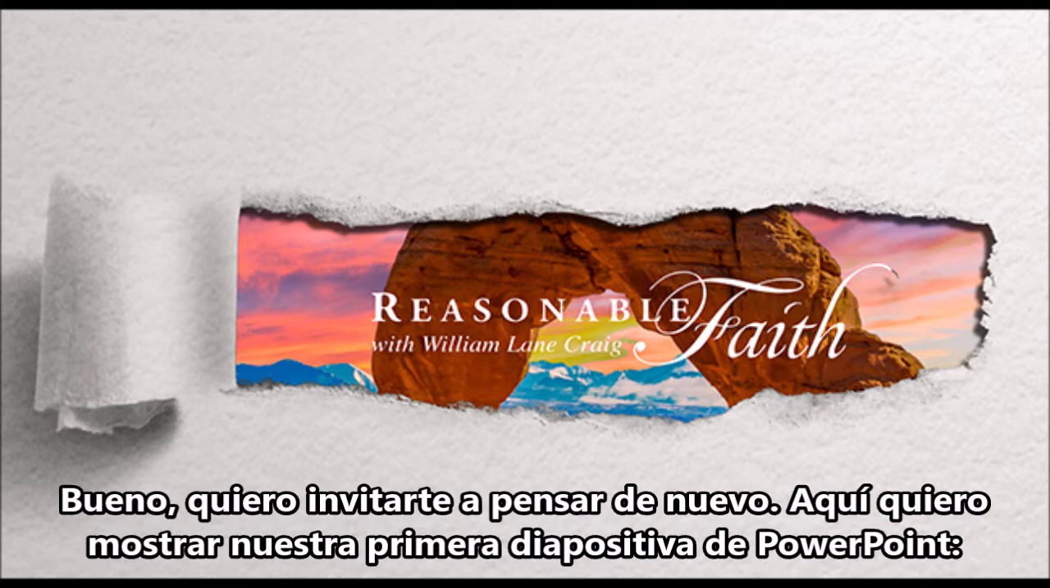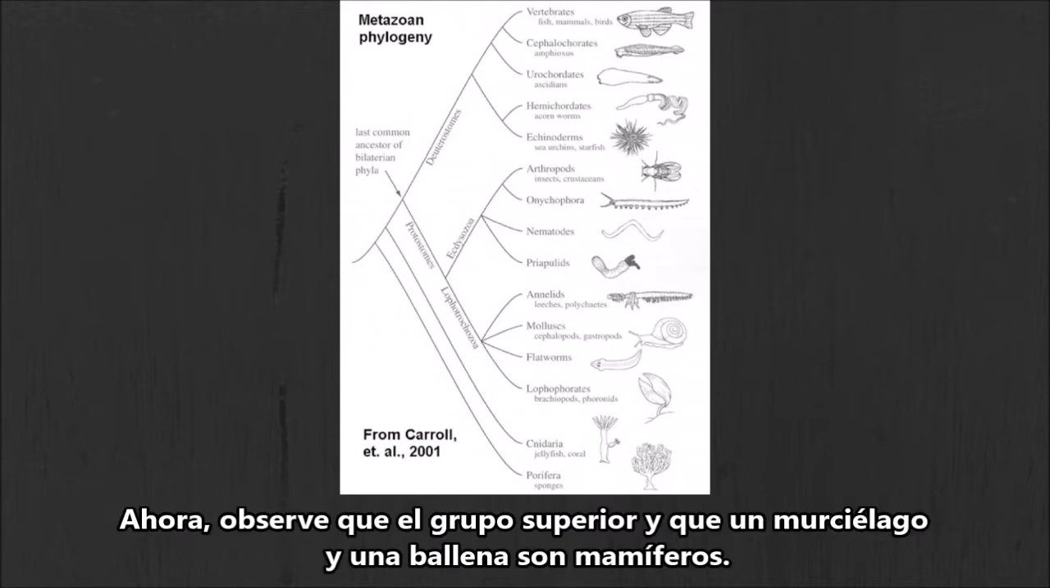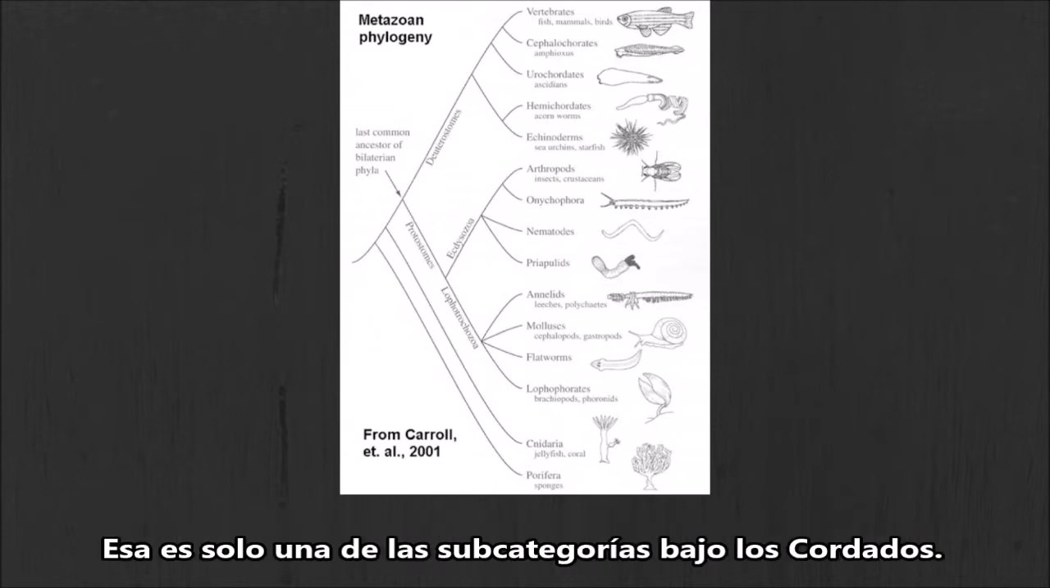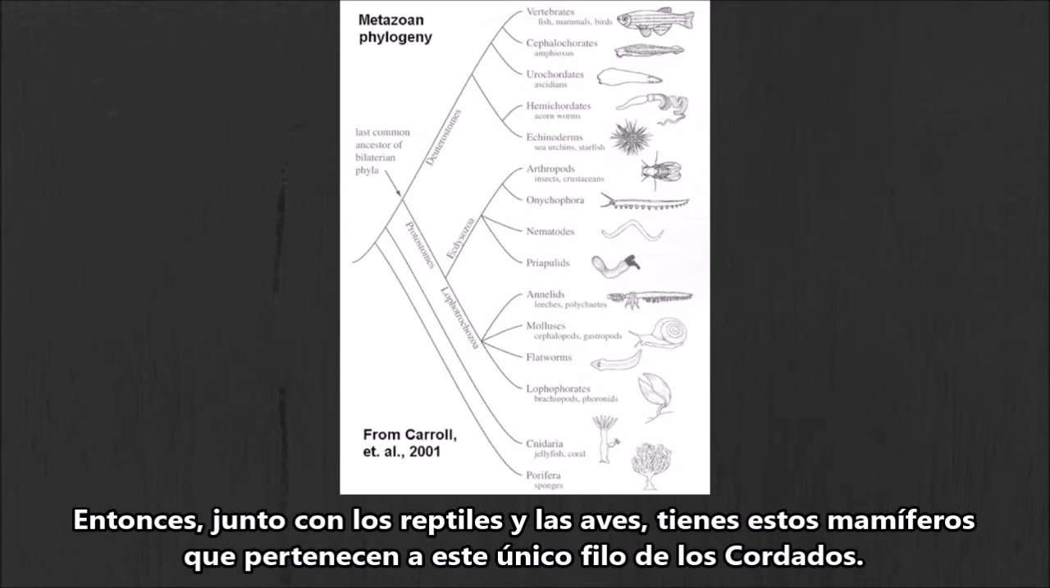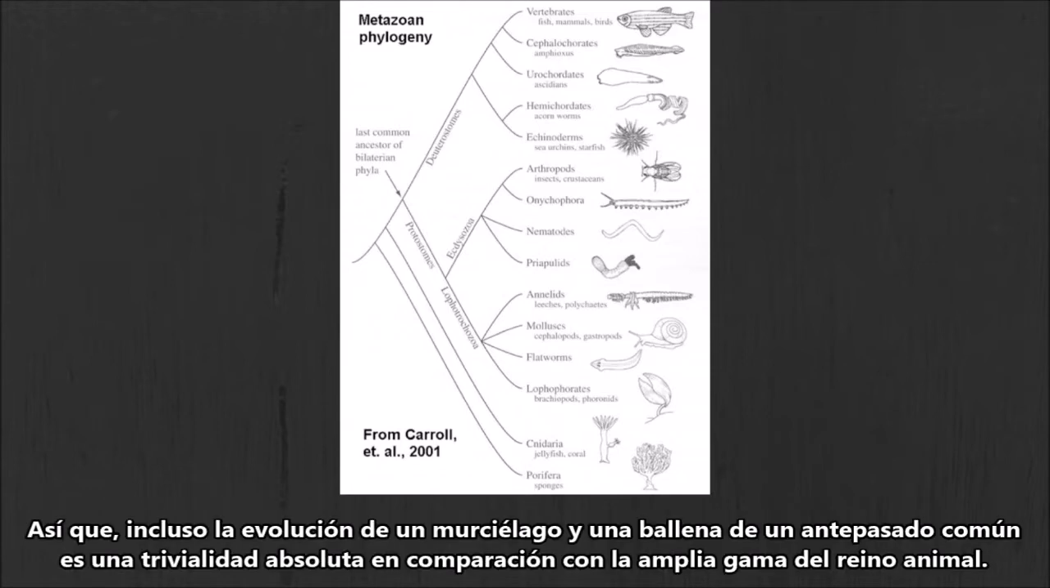And here I want to have our first PowerPoint slide. On this slide, you see the various phyla, or major groups of the animal kingdom. Now, notice that top group, and that a bat and a whale are both mammals. And that's just one of the subcategories under the chordates. So along with reptiles and birds, you have these mammals which belong to this single phylum of the chordates. So even the evolution of a bat and a whale from a common ancestor is an utter triviality compared to the vast range of the animal kingdom.